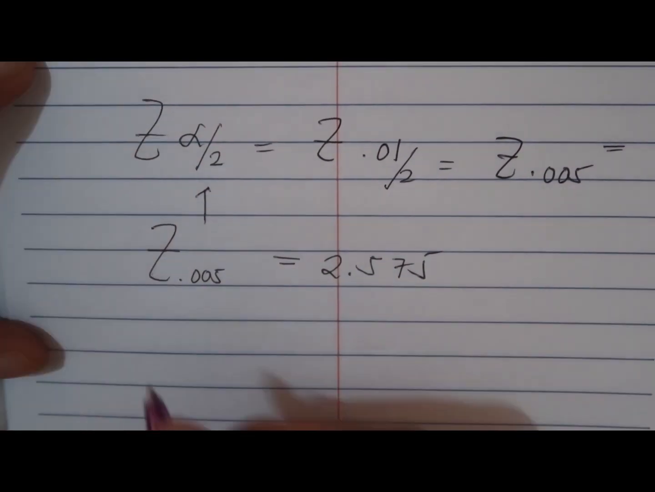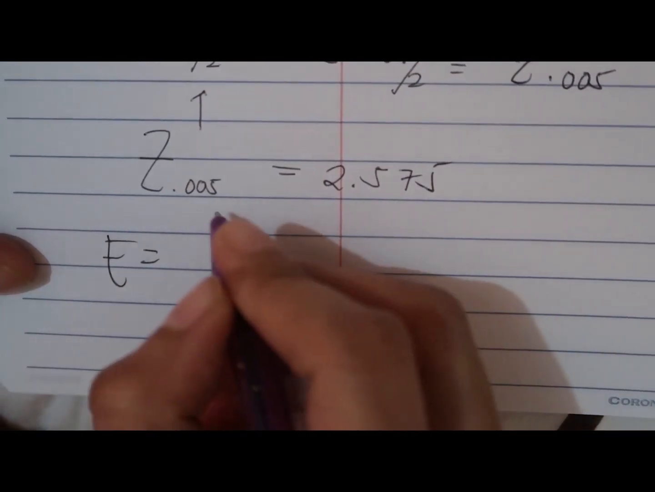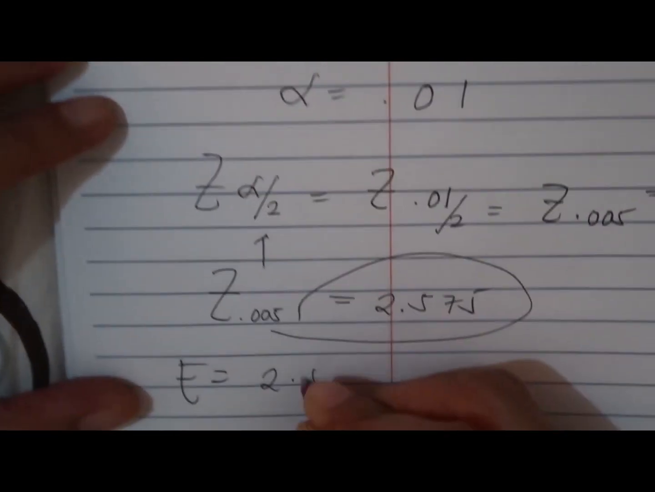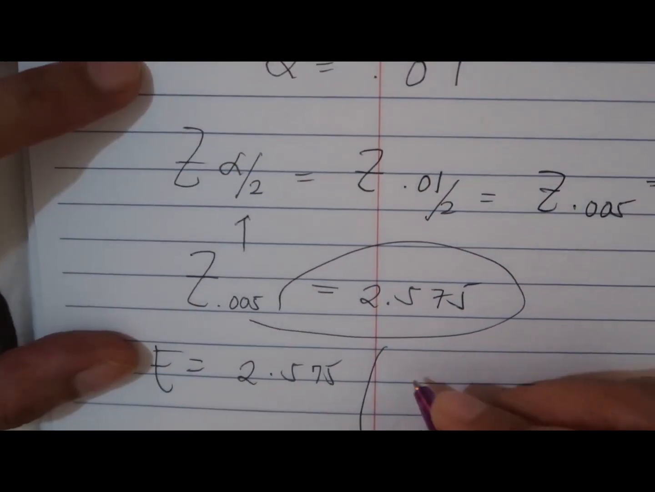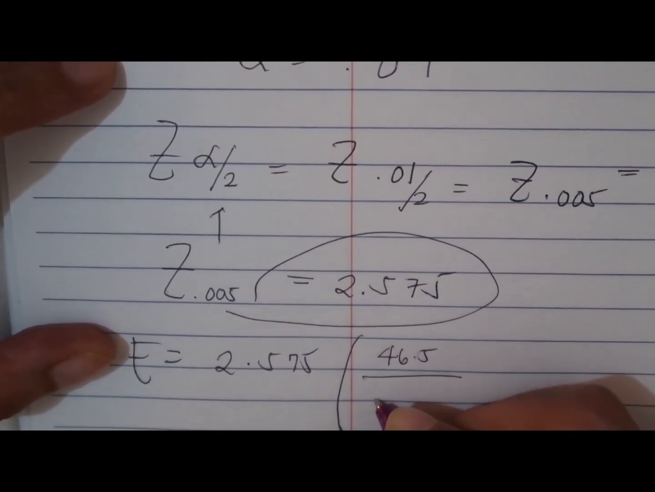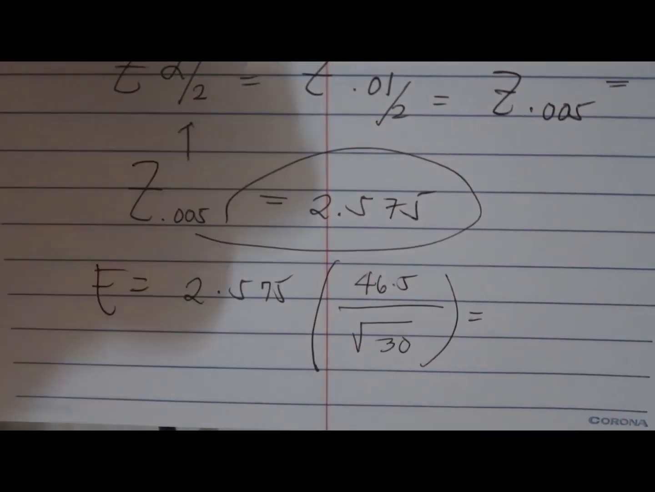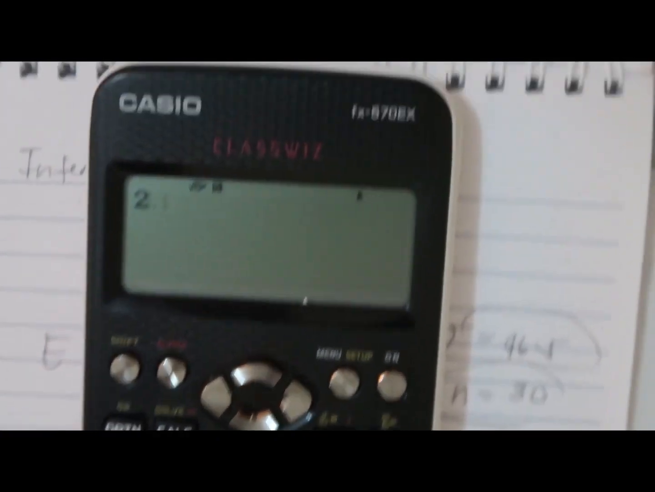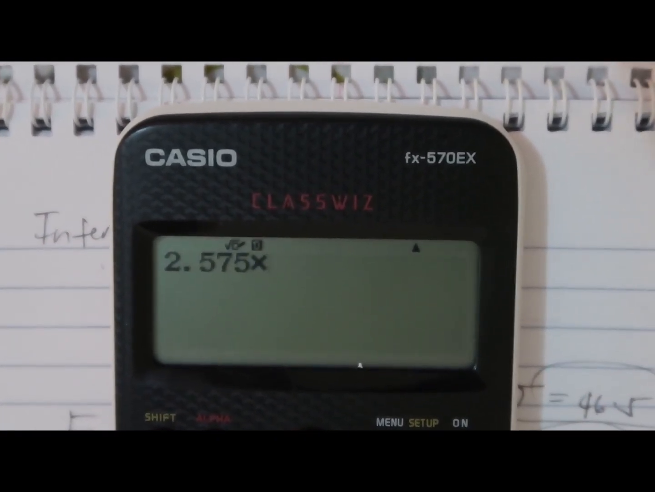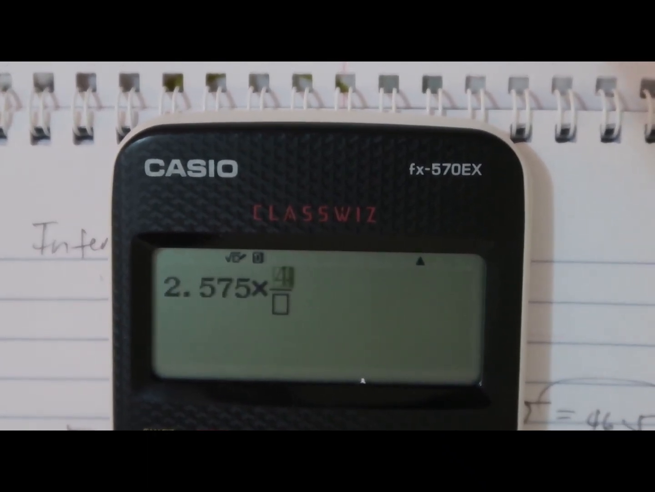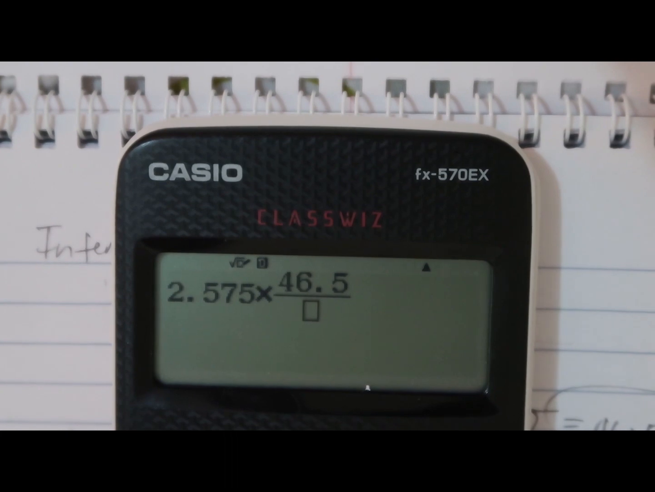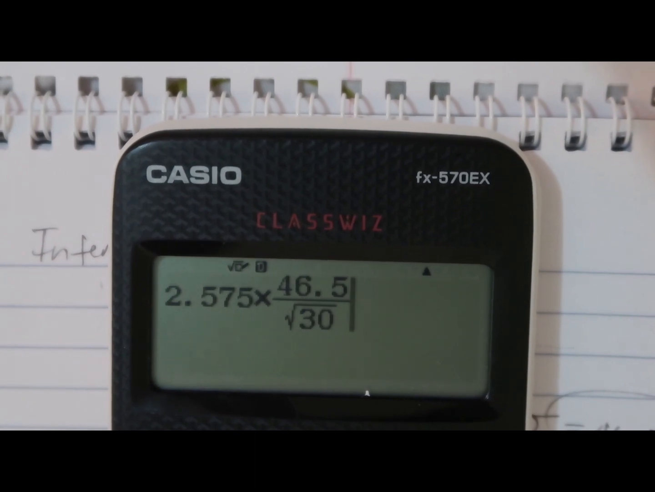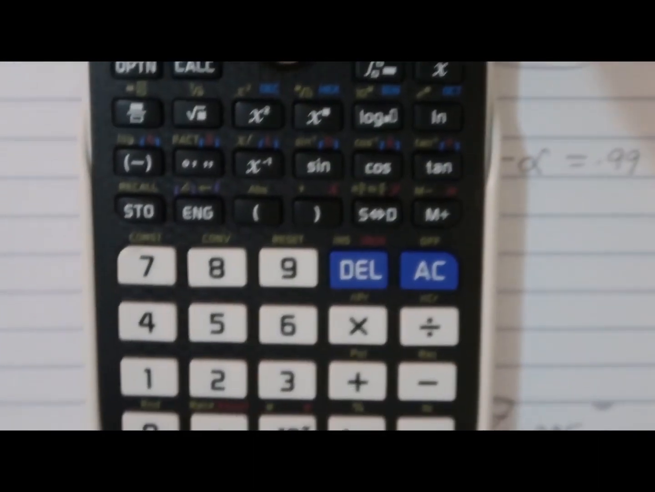Now, we can solve for margin of error by substituting it. So you do have 2.575 multiplied by 46.5 over the square root of 30. So using a calculator, you do have 2.575 times 46.5 divided by the square root of 30. So that would be 21.86.